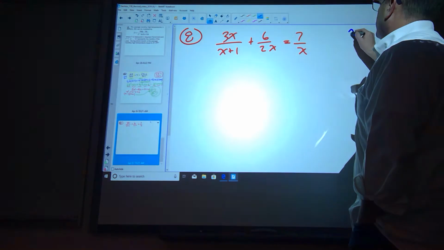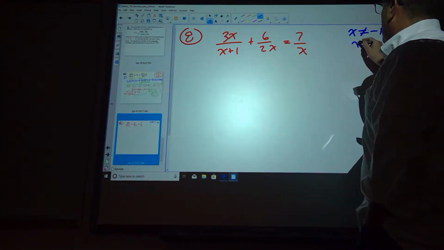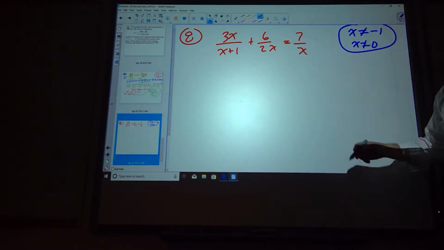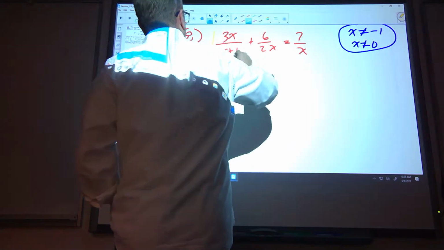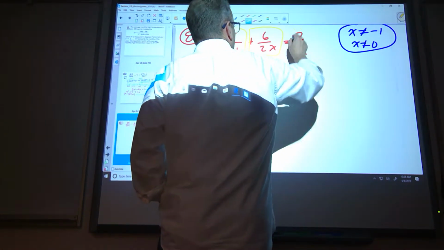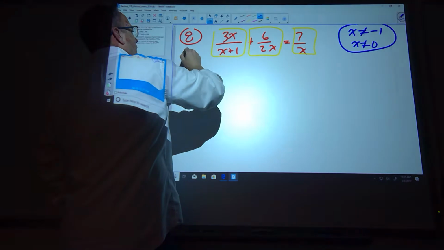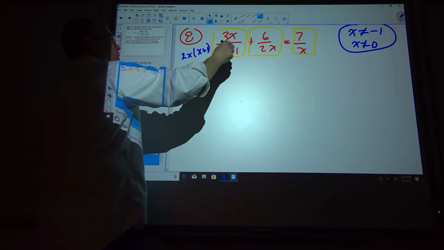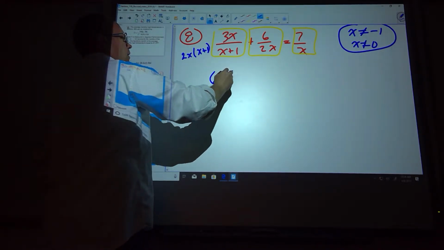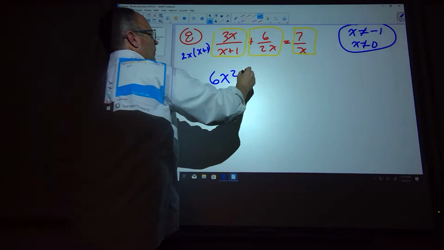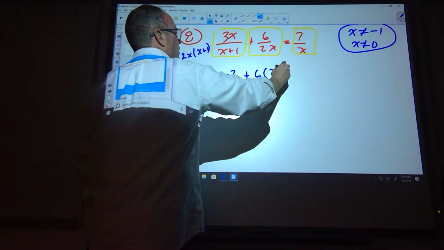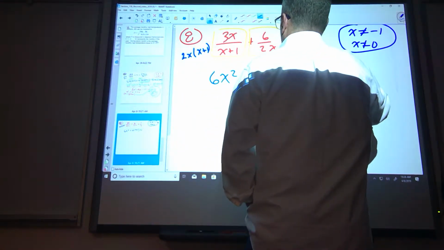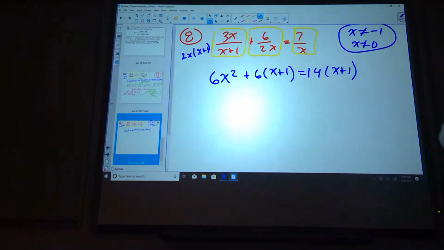So things I'm going to do off the side, I know that x can't equal -1 and x can't equal 0 because of what our current denominators are. So I'm going to multiply all 3 of my terms by 2x and x plus 1. If I multiply the first one, the x plus 1's cancel, so I wind up with 6x squared. On the second one, the 2x cancels, so I'm left with plus 6x plus 1. And on the third one, I'm going to multiply everything by 14x plus 1. Is that okay so far?